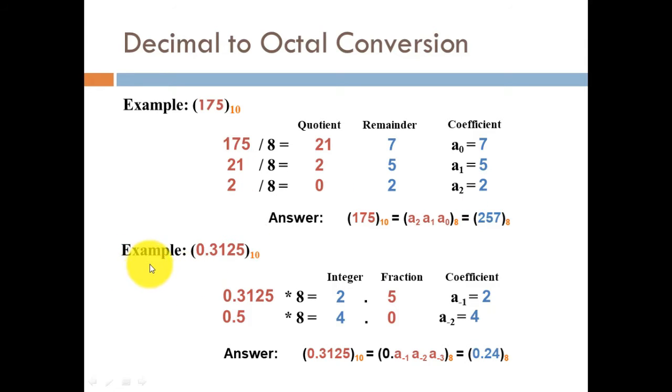Again, in this particular example we are going to convert our fractional decimal number to the octal number system. How are we going to do that? We just simply need to multiply the fractional part with the base value. So 0.3125 will get multiplied with 8, and we will have 2.5. Here 2 is the integer part and 0.5 is the fractional part. So we have to separately write down this integer part.